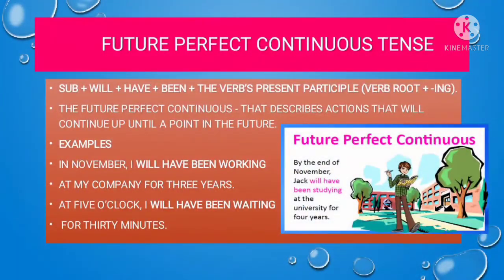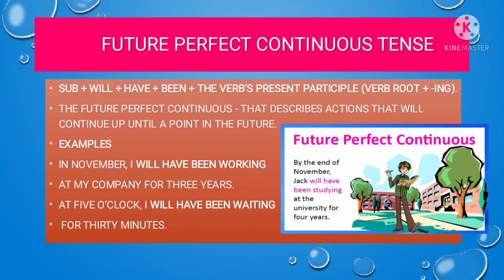Future perfect continuous tense describes an action that will continue up until a point in the future. So it will continue, but for a certain period of time in the future also. It is a very rarely used sentence, but still in written language we use them. Example, in November I will have been working at my company for 3 years. So it's like after November my experience will be more than 3 years. So that kind of situation we use.